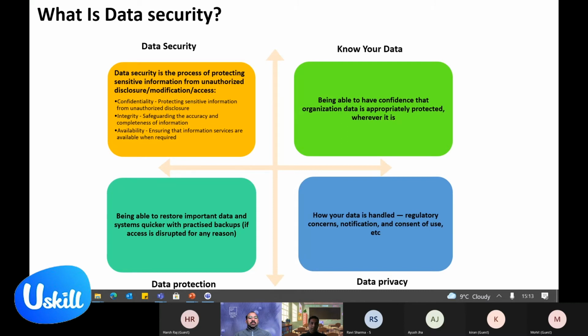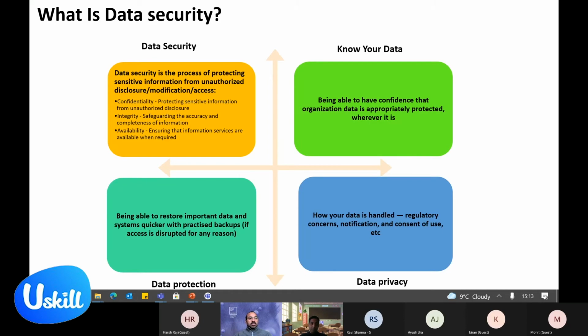So data security is a combination of confidentiality. Confidentiality means protecting sensitive information from unauthorized disclosure. So no unauthorized person should see the data, and no unauthorized person can share such kind of data or information with somebody else.